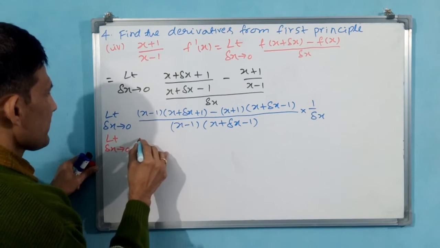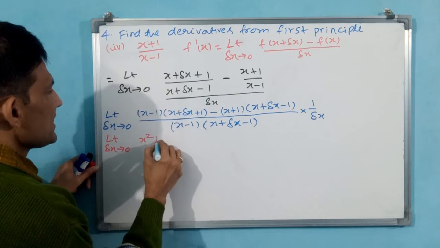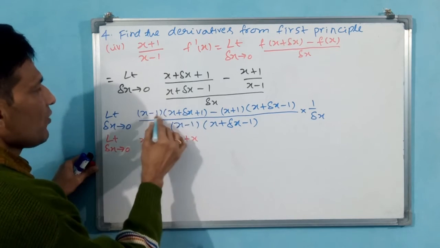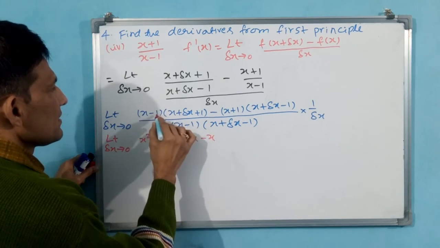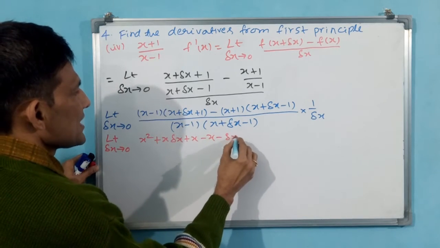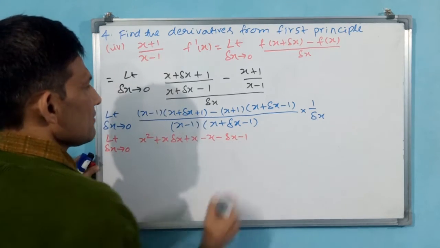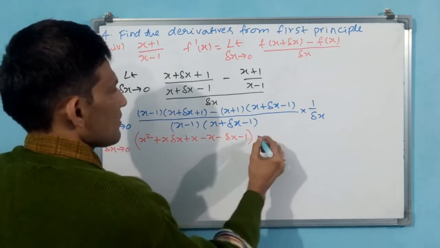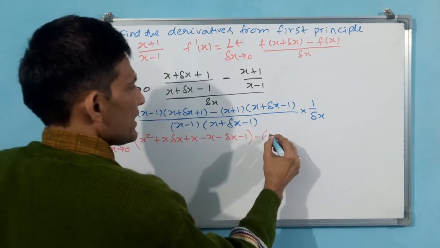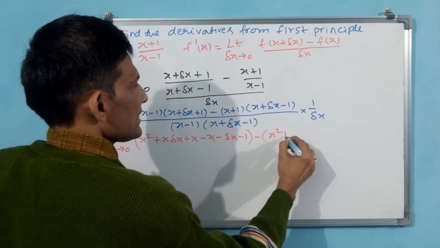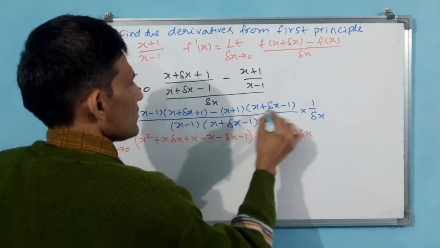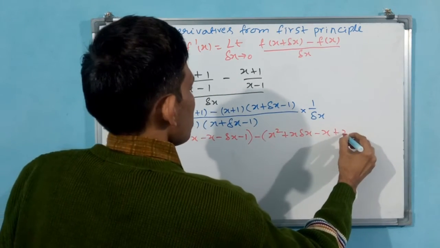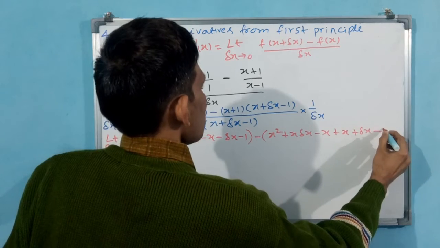Okay, see, x square, x plus delta x, sorry, x plus delta x, minus 1, minus x, minus delta x, minus 1. Okay. This is the first term, minus x square, x delta x, minus x plus 1, plus x plus delta x minus 1.